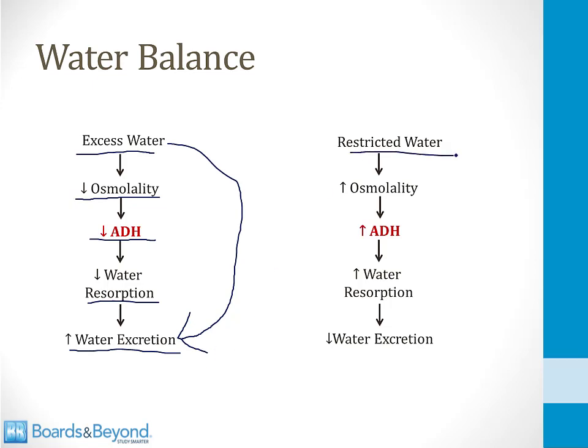If you restrict the amount of water you take in, this will very briefly raise the plasma osmolality. This will lead to a rise in ADH release. The body will retain or resorb more water from the kidneys, and this will lead to less water excretion. And thus, when you are restricting your water intake, the body matches that by excreting less water.